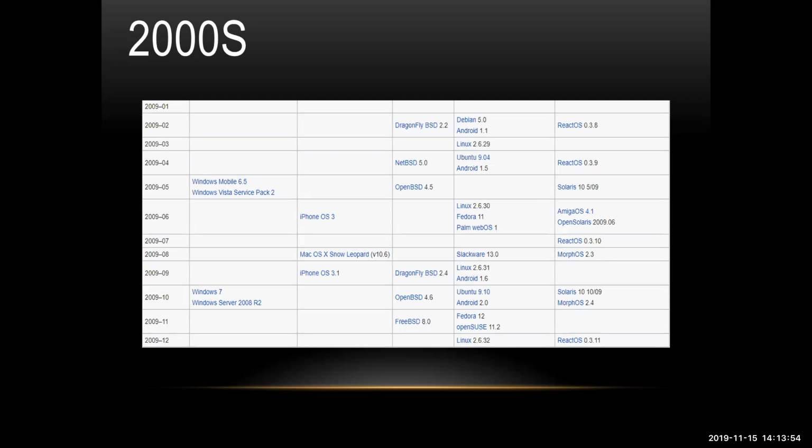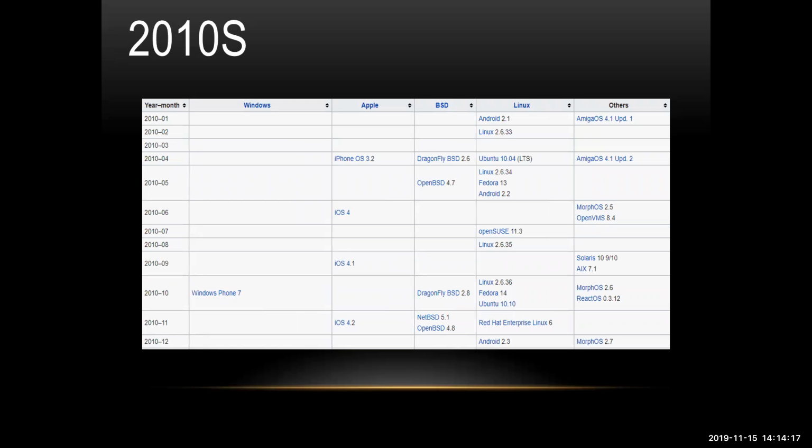And then November, we had FreeBSD 8.0, Fedora 12, and openSUSE 11.2. Lastly, for December of 2009, we had Linux 2.6.32 and ReactOS 0.3.11. So for the year 2010, January, we started with Android 2.1 and AmigaOS 4.1 Update 1. And then February, we had Linux 2.6.33.